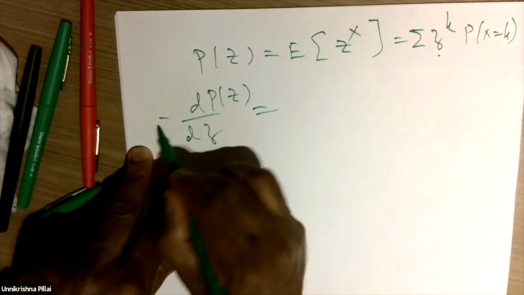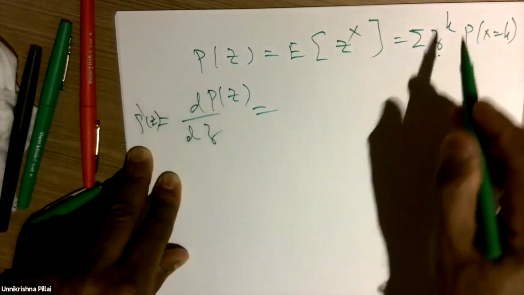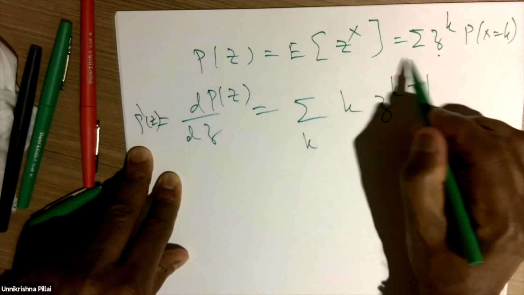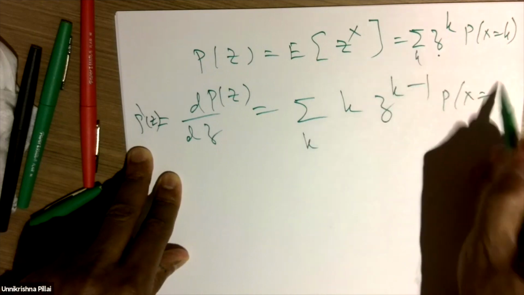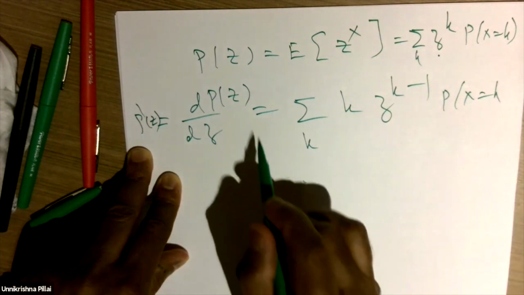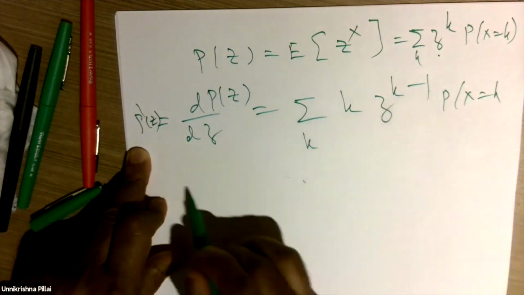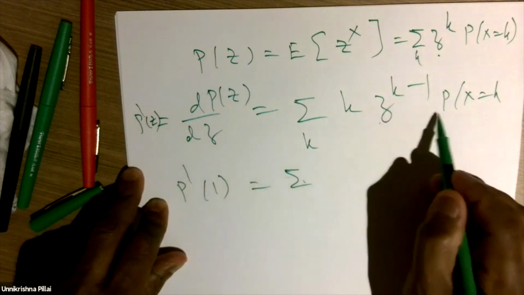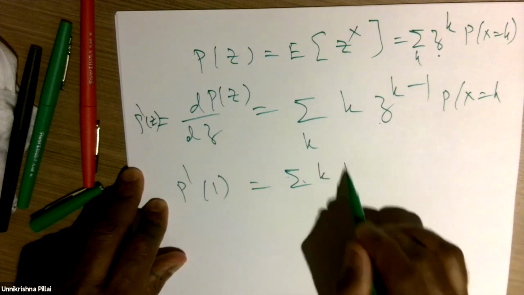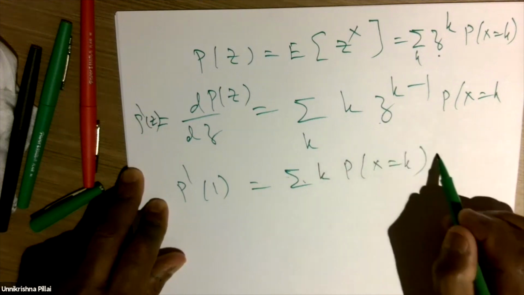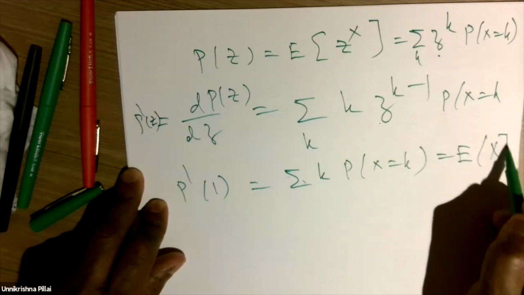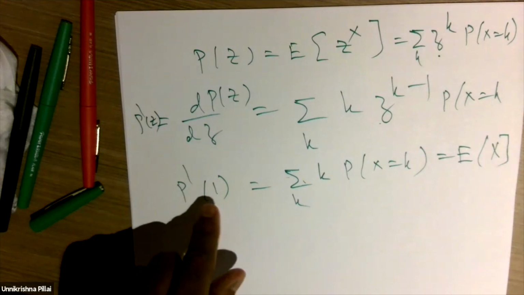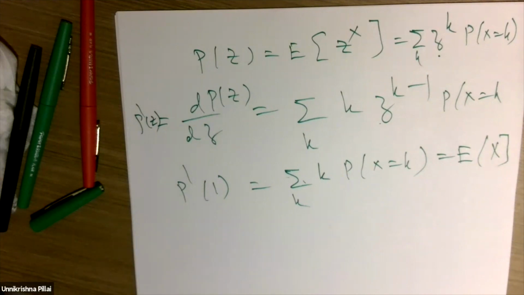Then I'm going to write it as P prime of z. So notice this will become the sum of k multiplied by z to the power k minus 1, times the probability of X equal to k. Now let me put z equal to 1. Then this is gone. So P prime evaluated at 1 is simply the sum of k times the probability of X equal to k. But this is nothing but the expected value of X. So if you have the discrete case, remember, don't put zero here. Here you put z equal to 1.